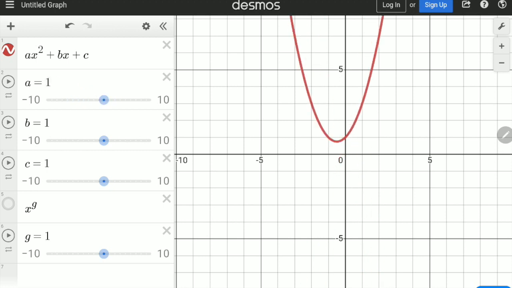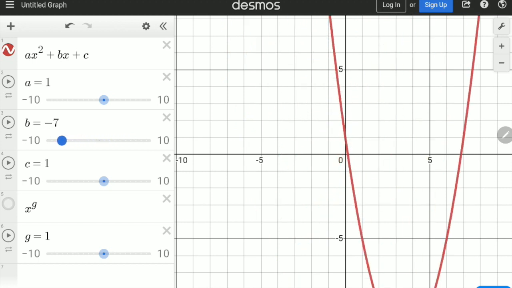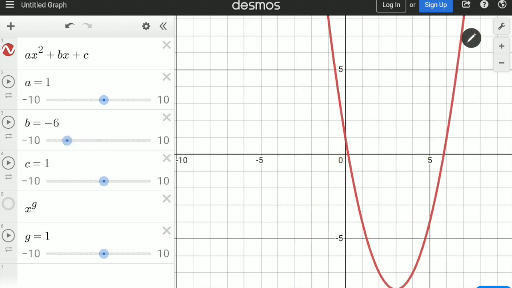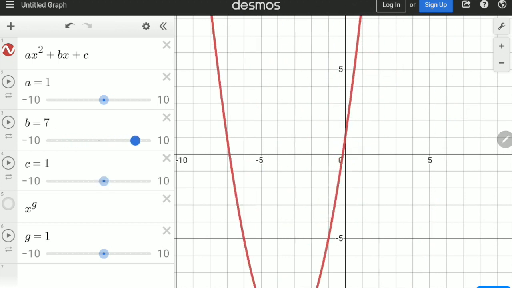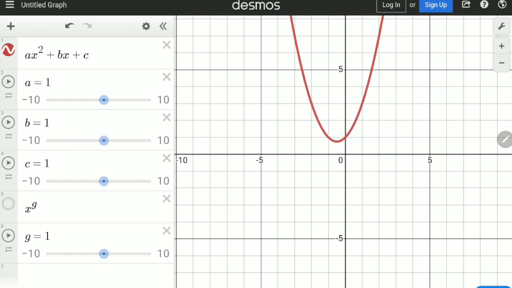So let's reset it to 1. Let's see if any of the other coefficients affect the end behavior of this quadratic. I'm going to move b here. As I move b, you can see both ends are still pointing up. So that's not actually affecting the end behavior at all. Let's go ahead and put it back to 1.